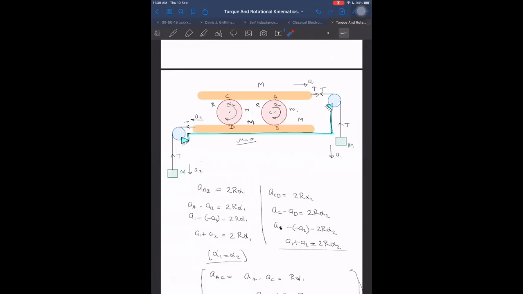Quickly it will be running in your mind that angular accelerations are equal. Quickly it will be running in your mind that the acceleration of this and the acceleration of this is just the mean of this and this acceleration, taken vectorially. Means (A1 minus A2) by 2 will be the acceleration of the center in the forward direction. Or if I take the backward direction, then I have to take (A2 minus A1) by 2, depending upon which direction I treat as positive.